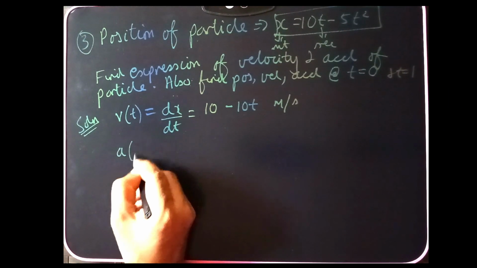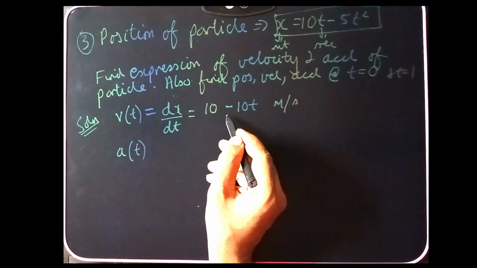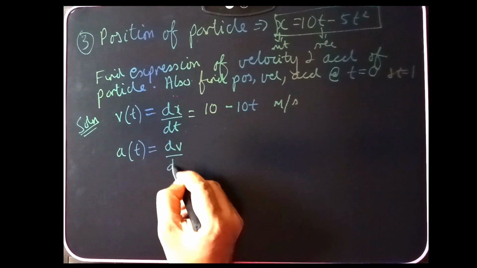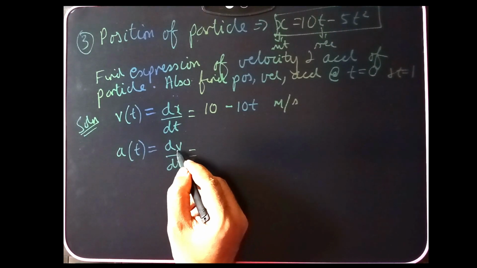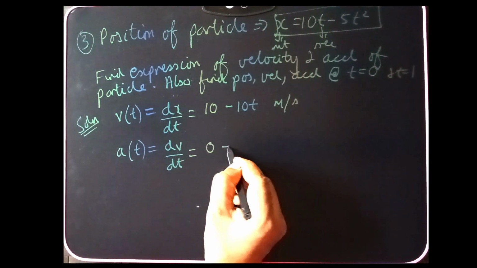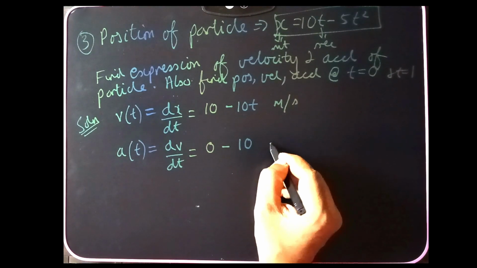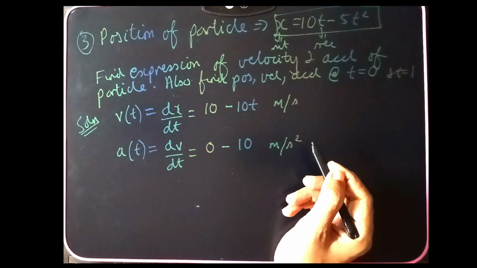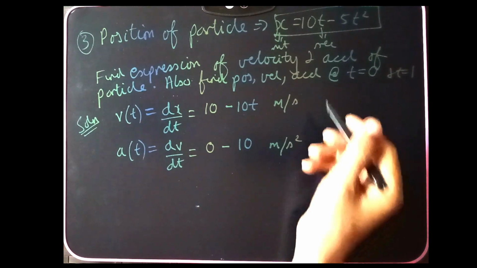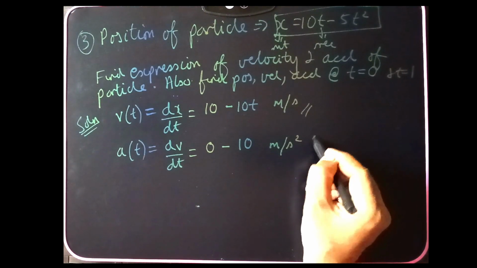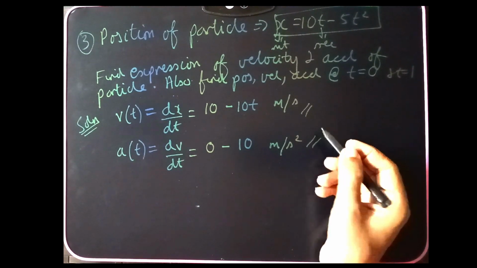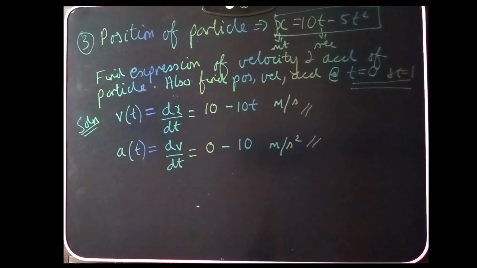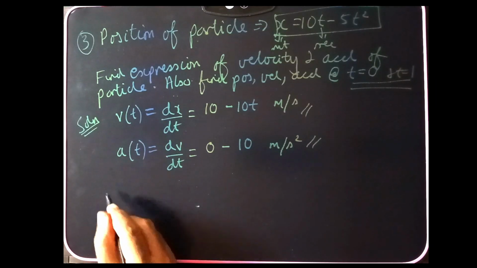This is the expression for velocity. Now the expression for acceleration. You got the expression for velocity, so you can find out the expression for acceleration also, by differentiation of velocity. So this is 0 minus 10 meter per second square. What else is it trying to find out? Yeah, velocity and acceleration. Now it wants us to find the position, velocity and acceleration at these two times, time equal to 0 and time equal to 1.